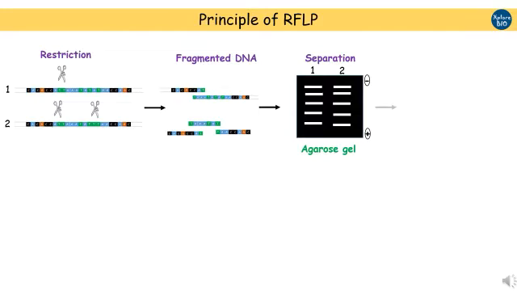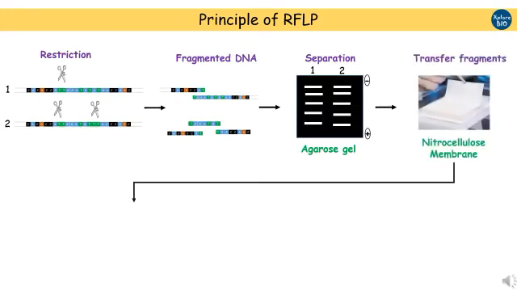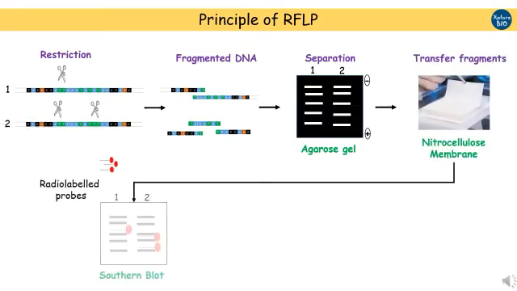The restriction fragments are then transferred to a nitrocellulose membrane and radio-labeled probes are applied. The probes are short DNA sequences which are complementary to a specific DNA locus which is of our interest. This is called Southern blotting, in which DNA probes bind to their complementary DNA on the membrane. Here also, the differential pattern of the fragments is not visible.